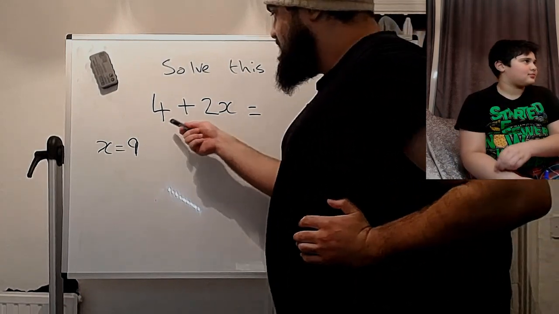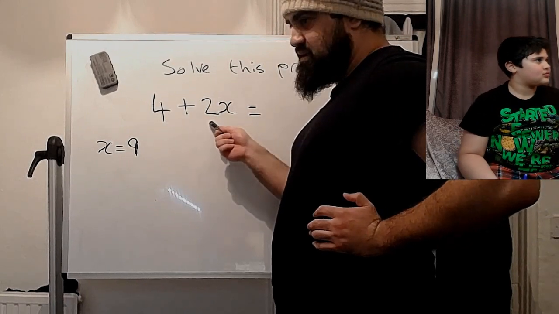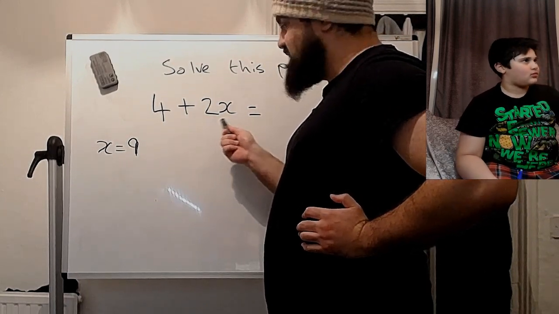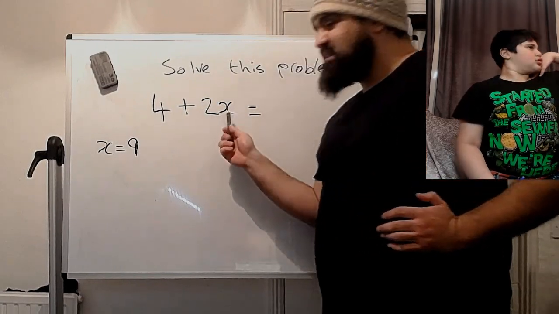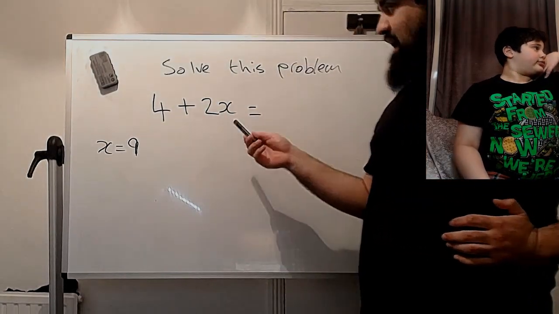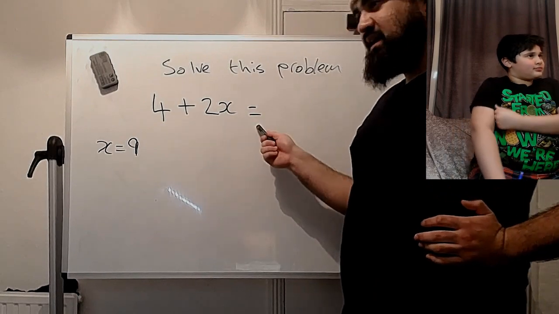Because, look, this is 4 plus... What does 2x mean? 2 times x. So you've got 4 plus 2 times x. And what does this x mean? 9. So you've got 4 plus 2 times 9.